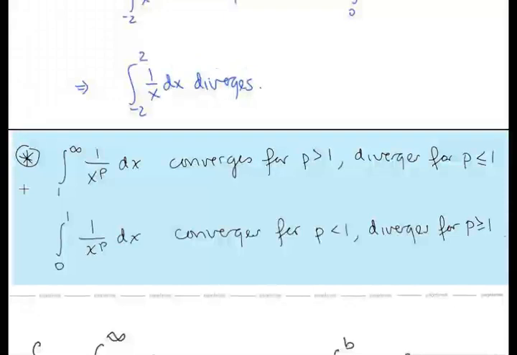Now you'll notice that whenever we integrate 1 over x to the p from 1 to infinity, it's going to converge if p is greater than 1, and it will diverge for p less than or equal to 1. Also, the integral of 1 over x to the p from 0 to 1 will converge for p less than 1 and diverge for p greater than or equal to 1. And you'll want to keep this in mind. It'll help when you're solving these integrals.